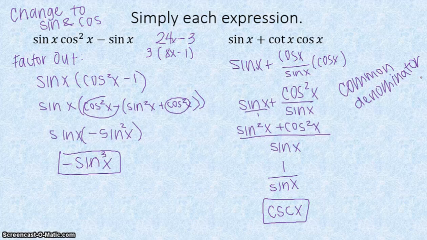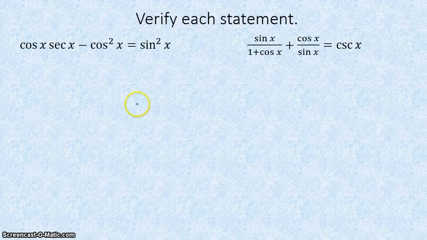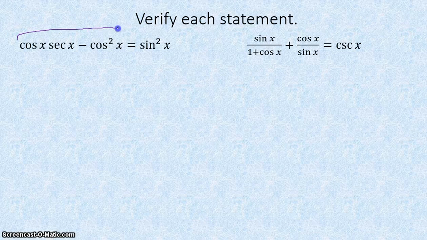So for simplifying, you're trying to get it as simple as possible. For verifying, you are manipulating one side to try to make it look the same as the other. So I'm going to choose my most complicated side, which would be this one on this first problem, and I'm going to start simplifying it. So I'm going to start by writing with sine and cosine.